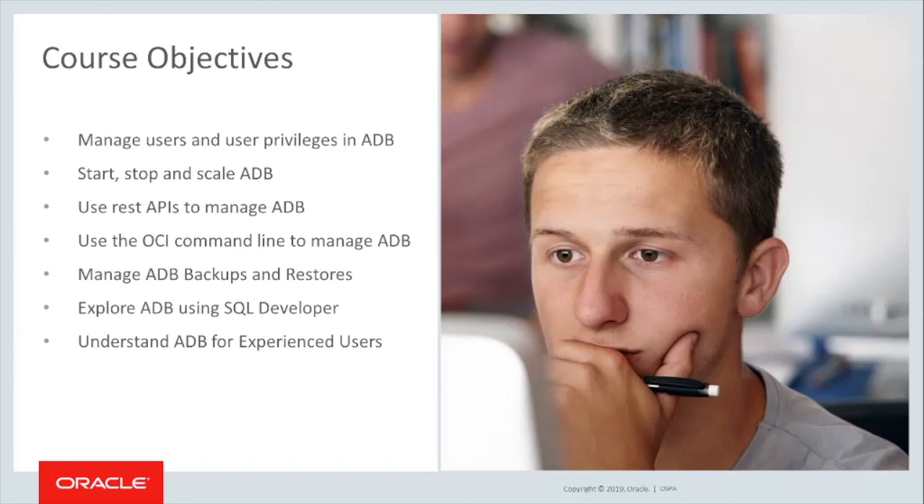Here is what we covered today. We started out by going over how to manage users and privileges, followed by how to start, stop, and scale ADB. We then had an overview of how to use REST APIs to manage ADB, as well as Oracle Cloud Infrastructure to manage ADB. We then covered how to do backups in ADB and how to explore ADB with SQL Developer. And we finished off by understanding ADB for experienced users.